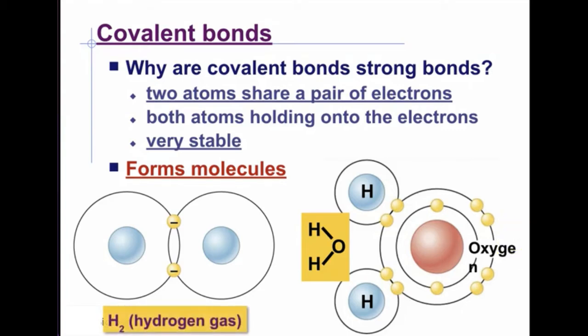You can see the hydrogen gas forms a covalent bond wherein they share electrons. So you can see here on the diagram. And the other one is, of course, your water. Okay, so as you can see here, this is your covalent bond.